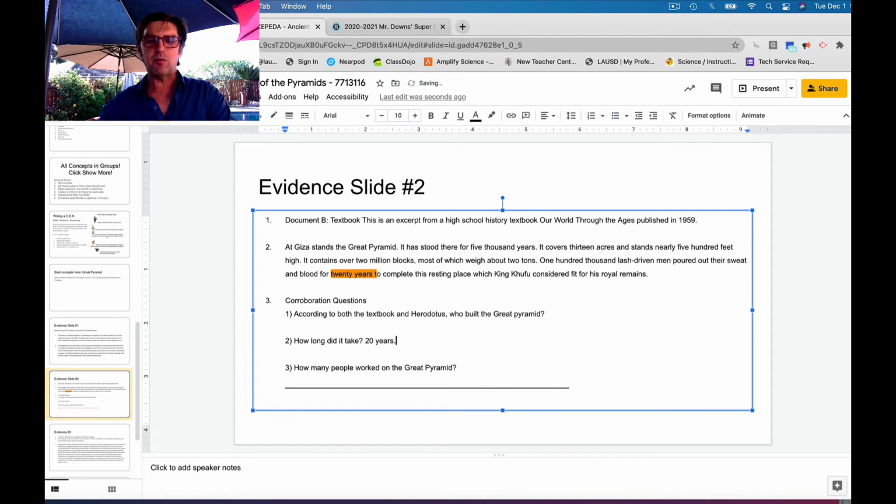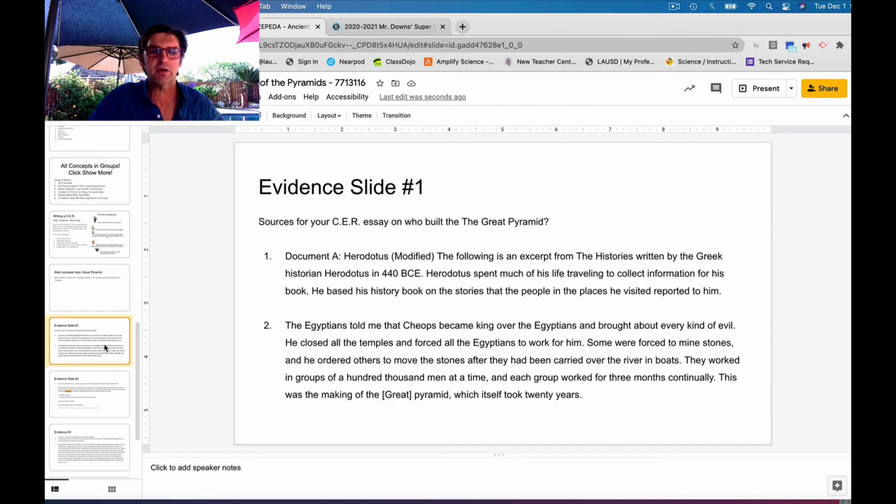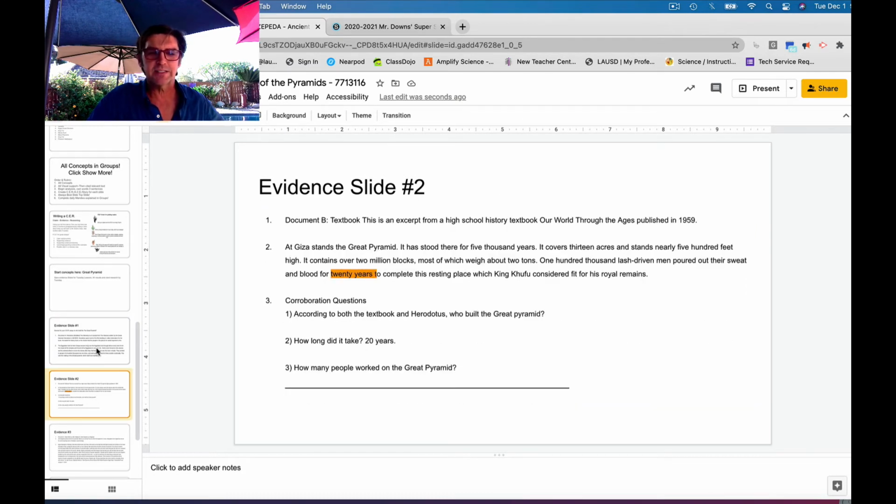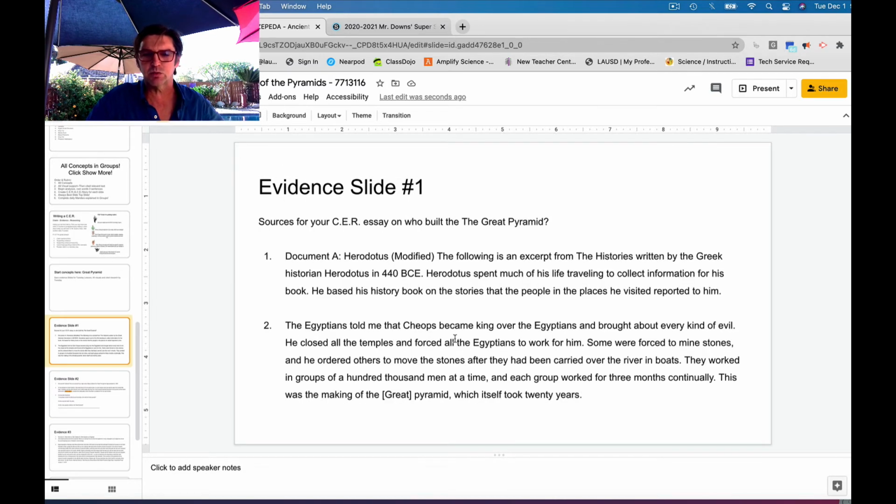How many people worked on the Great Pyramid? You're going to go up here and you're going to go up here. Now remember, you're comparing two sources. Do they say the same thing or do they say something different? I didn't look yet. Does this one say 20 years?